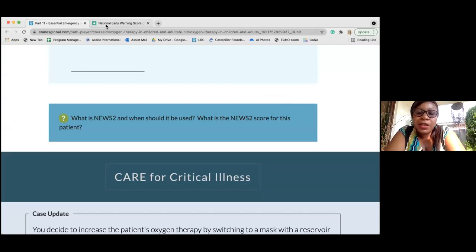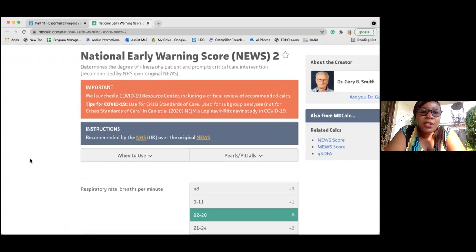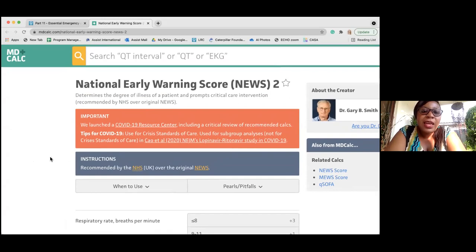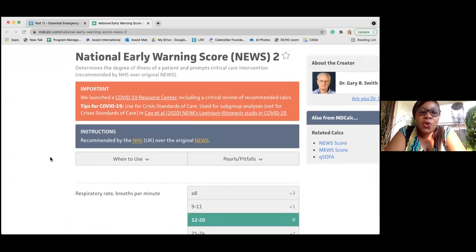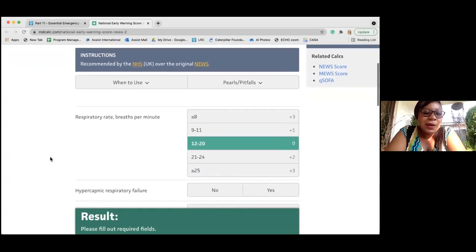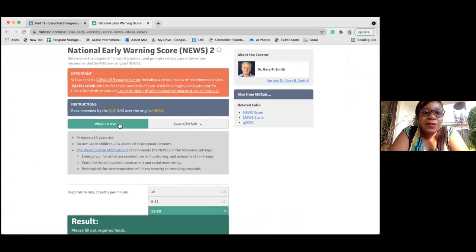In this particular session, we'll talk about the NEWS score, particularly the NEWS2 warning score. This is the National Early Warning Score, which is used in the United Kingdom, and it has been recommended for use by their overall body, the NHS. The NEWS2 score has been shown to be superior to the original NEWS 1. This tool has been recommended by the Royal College of Physicians.